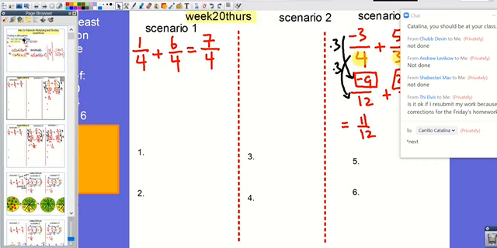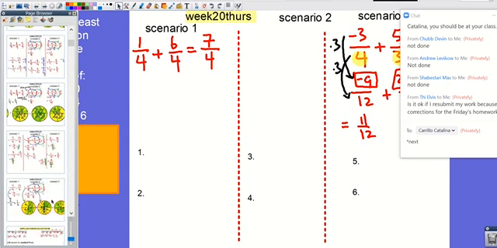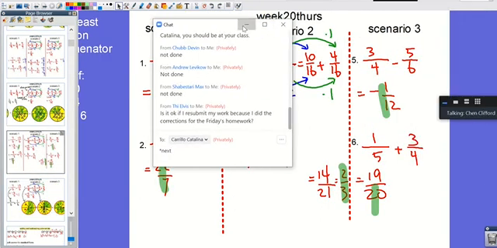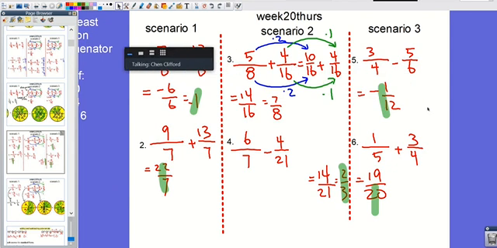Okay, so when it comes to adding fractions, the whole goal is to get the denominators to be the same. So if you have something like number 5, I'm only paying attention to number 5 here, on the top row.